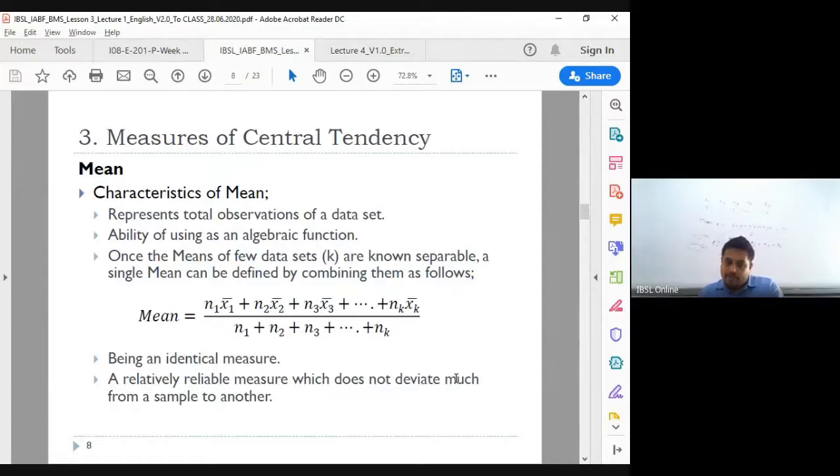Third, once the means of few data sets, k number of data sets, let's say 5 data sets for simplicity, are known separately, a single mean can be defined by combining them as follows. That means, let's say you have few data sets, let's take the board once again. Two data sets in this example we'll be looking at. You have 5 data sets. Okay, like this. Right. Number of items or observations or count in these individual data sets: 10 here, 7 here, 3 here, 4 and 50 here.